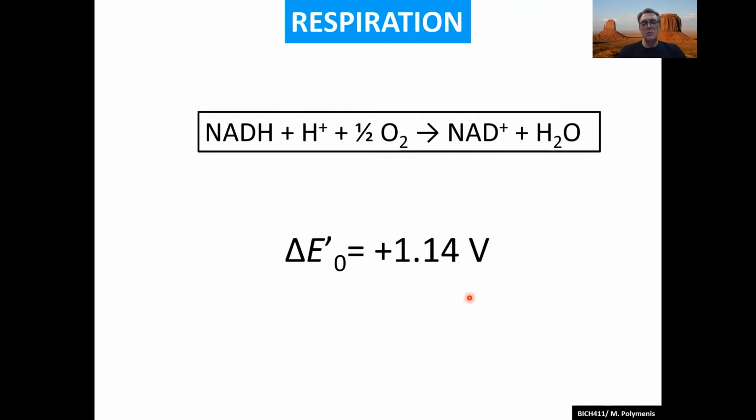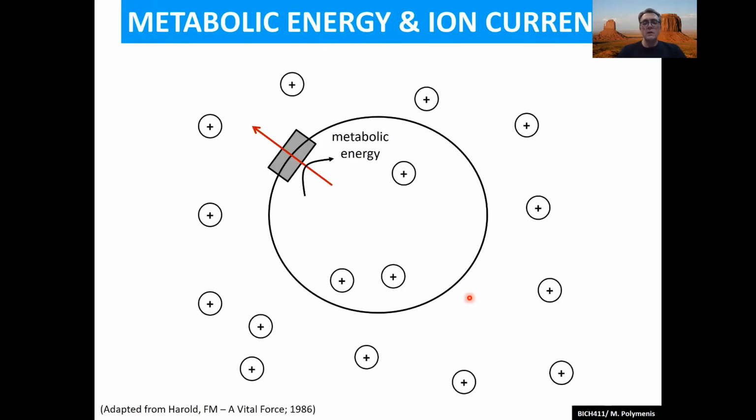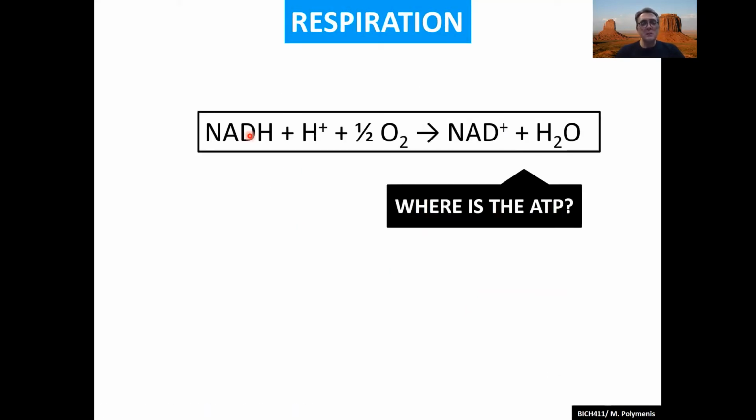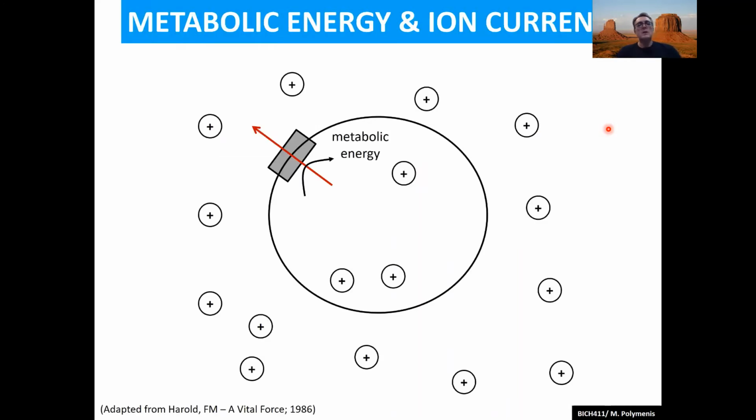That's a delta E value, very favorable. So where is ATP? There is nothing in this reaction, as we drew it, that shows any ATP. It's all hypothetical. In theory, we can get ATP. How do we get ATP? People were looking for this for decades, right? So it wasn't obvious.